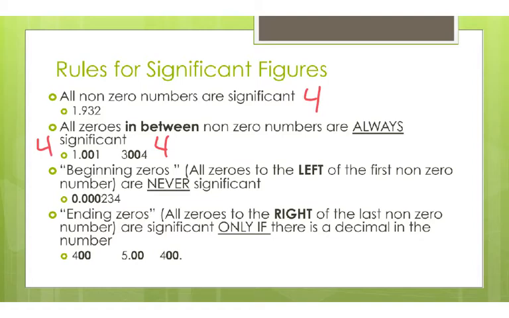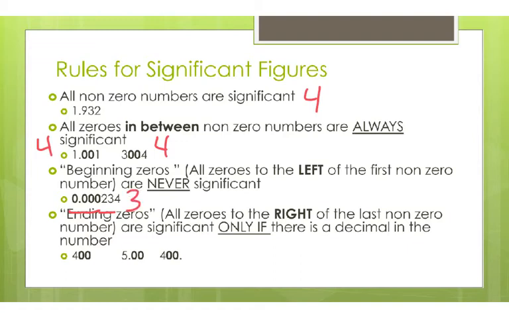The third rule says that beginning zeros, in other words, all zeros to the left of the first non-zero number, are never significant. So in other words, if there are zeros at the beginning of a number, we do not count them as significant. So in our example, we see those zeros that are at the very beginning are not significant. And so our significant figures start with the 2, the 3, and then the 4, totaling 3 significant figures.